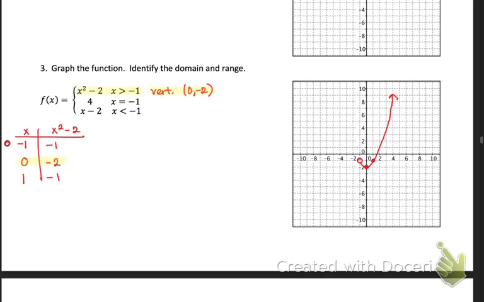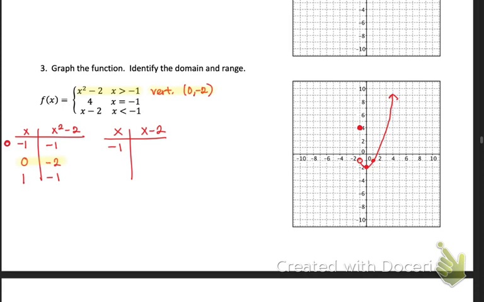This middle piece is weird. It's equal to 4 only when x is equal to -1. Well, that would just be a dot. If x equals -1, the function is equal to 4. That's all we get. And then for the other one, we're again going to start at -1.